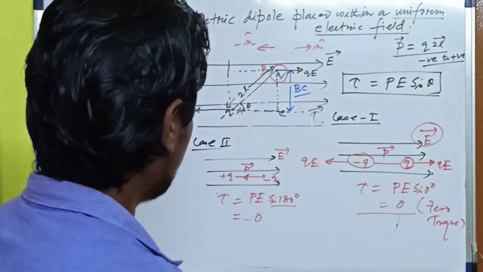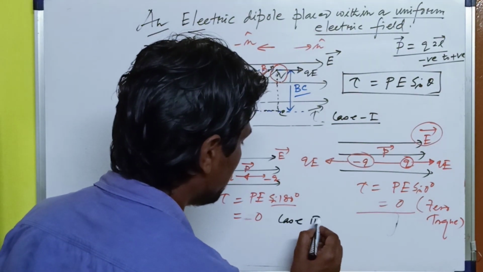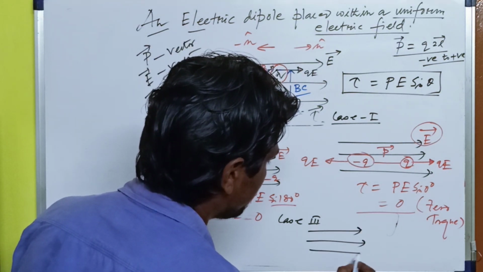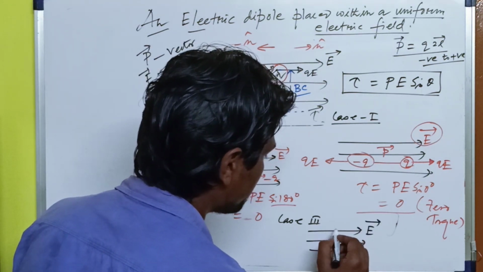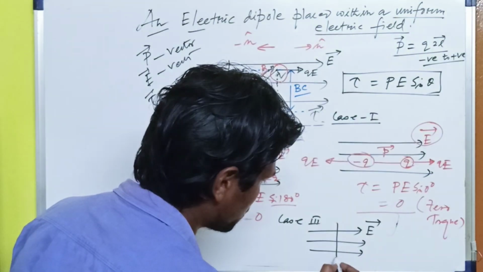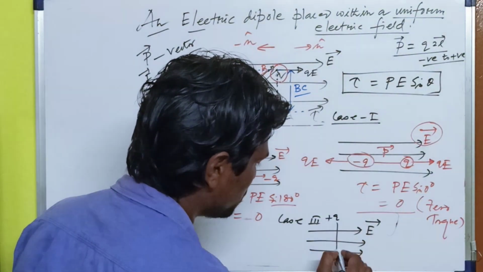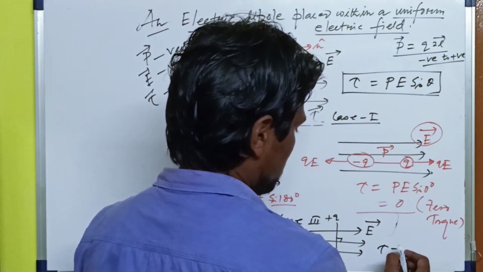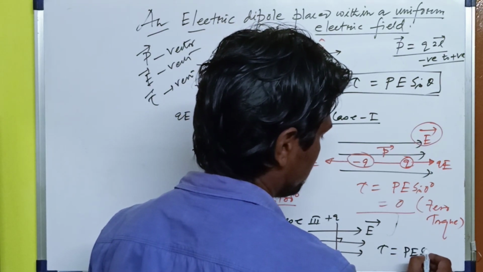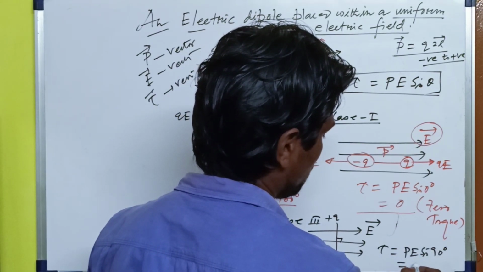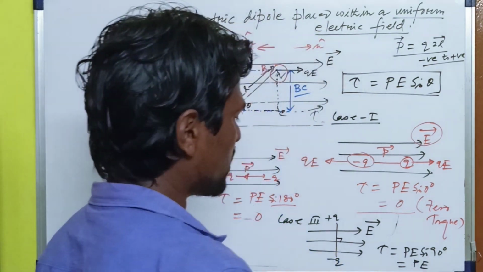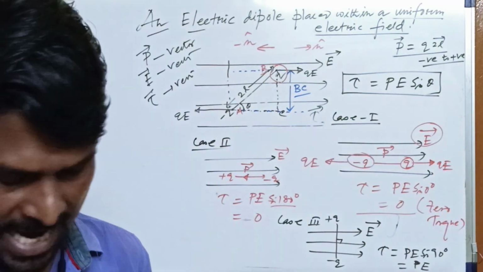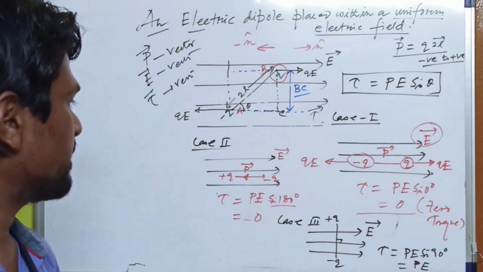So the next one is case 3. This is the electric field, and if we place that particular dipole along this direction, this is minus q and this is plus q. So the direction is 90 degree. So the torque tau equal to PE sin 90. Sin 90 means 1. So torque equal to PE. This is the maximum value of the torque that acts on the dipole.